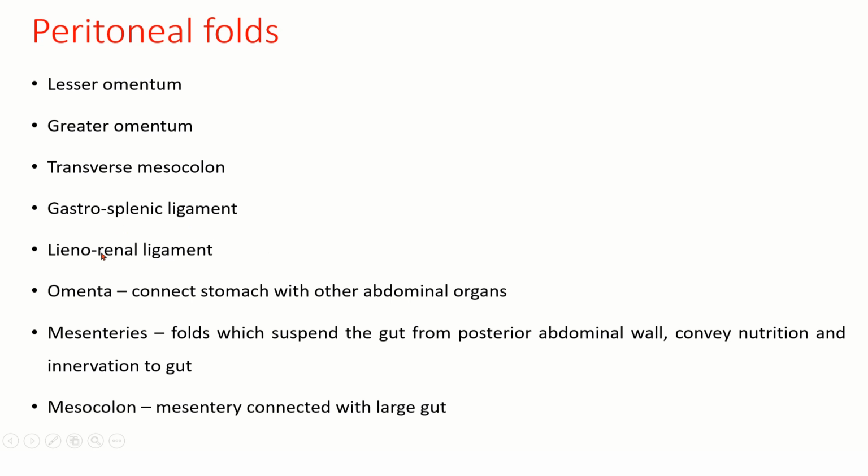So if you use the term omentum for any peritoneal fold, it means that it connects stomach with the other abdominal organs. If you use the term mesentery, these are the folds which suspend the gut from the posterior abdominal wall and convey nutrition and innervation to the gut. The same mesentery, if it is suspending the large gut, then we call it mesocolon.